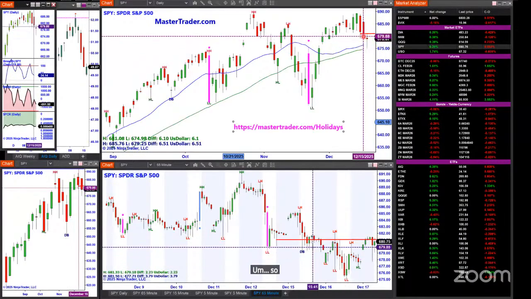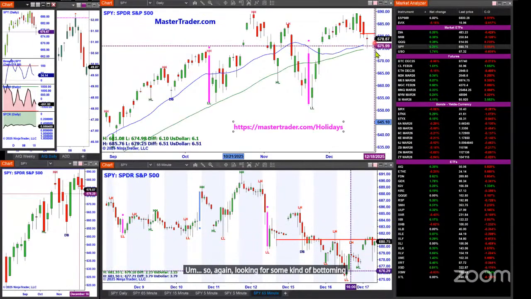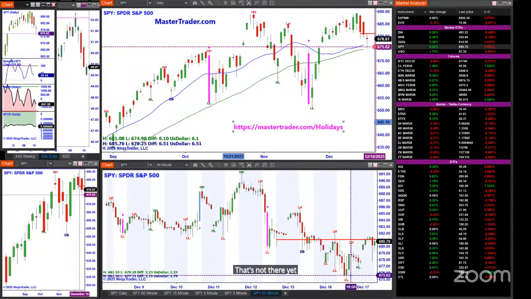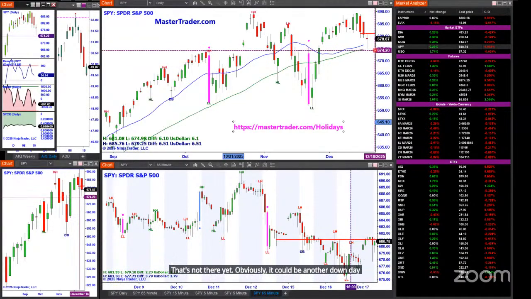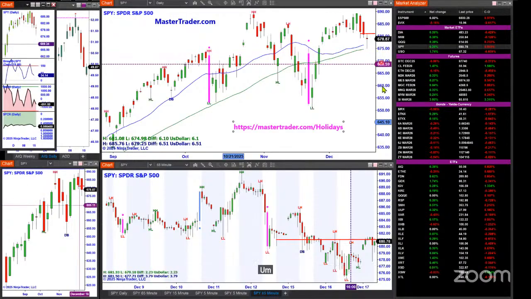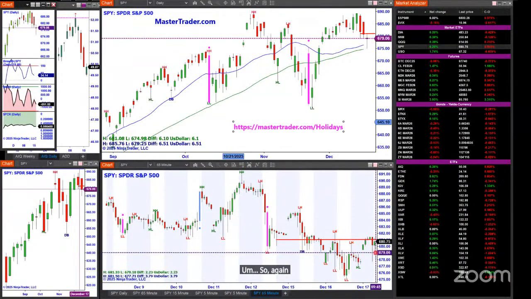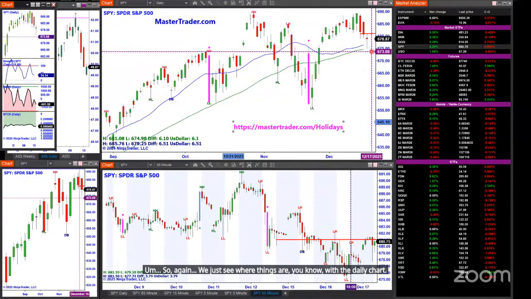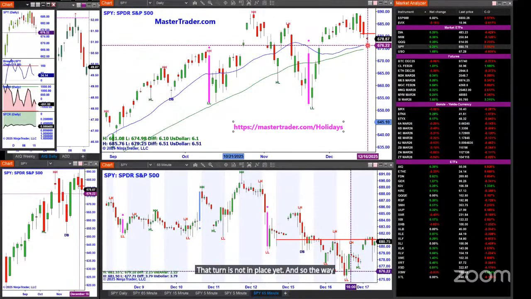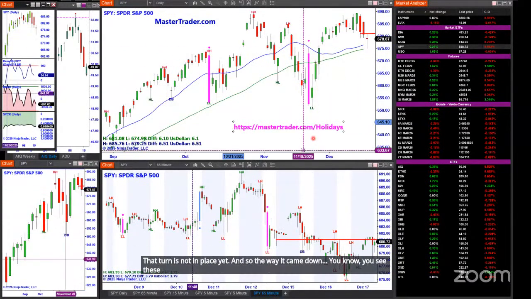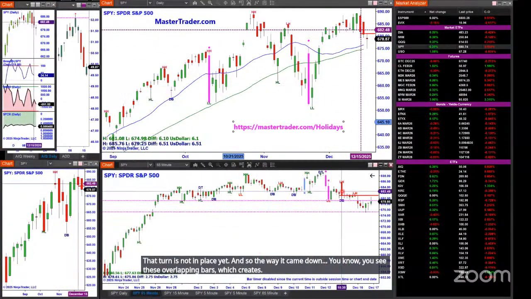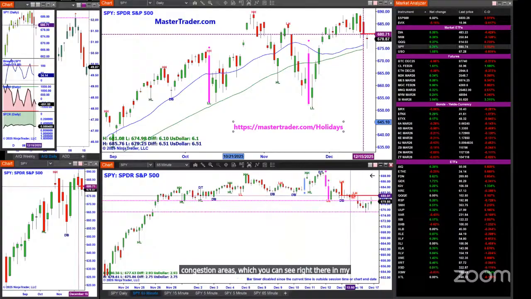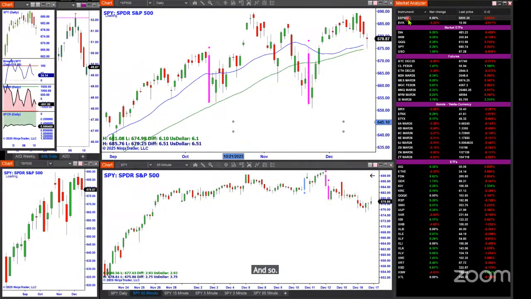So again, looking for some kind of bottoming action to make a turn. That's not there yet. Obviously, it could be another down day and moving lower. So again, we just see where things are. So, with the daily chart, that turn is not in place yet. And so the way it came down, you see these overlapping bars, which creates congestion areas, which you can see right there in my little red line, this little area of congestion there to deal with.